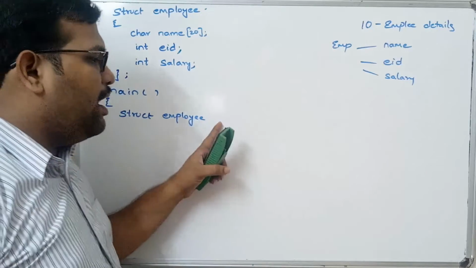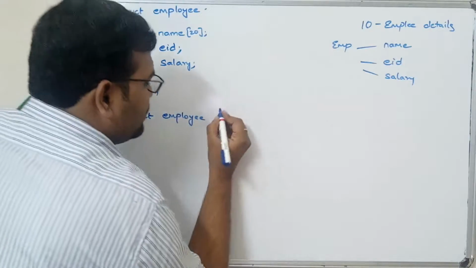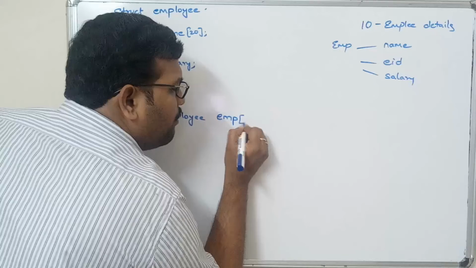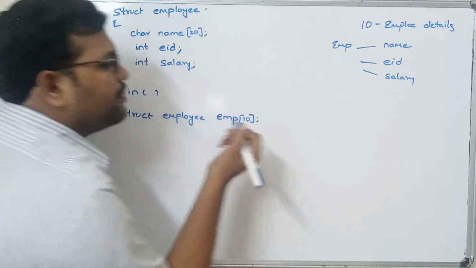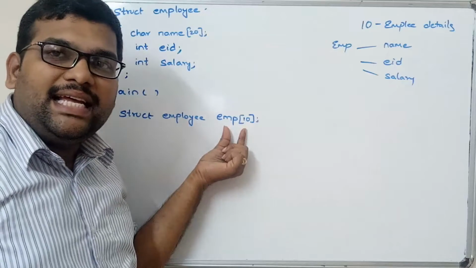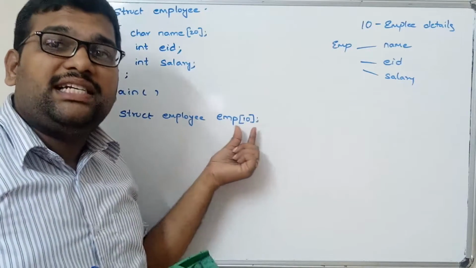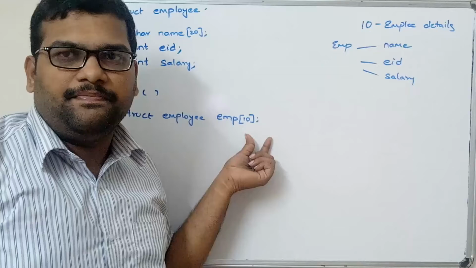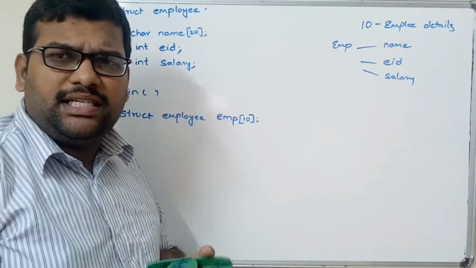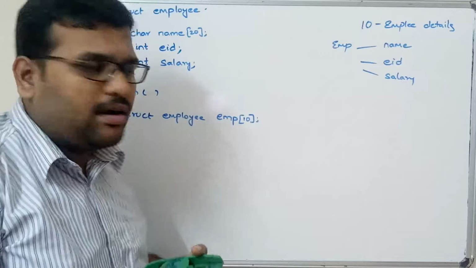So here I have to use an array. That means employee EMP of 10. So this implies here EMP is an array which holds 10 structure variables. Now the remaining every concept is similar. All the concepts are similar.